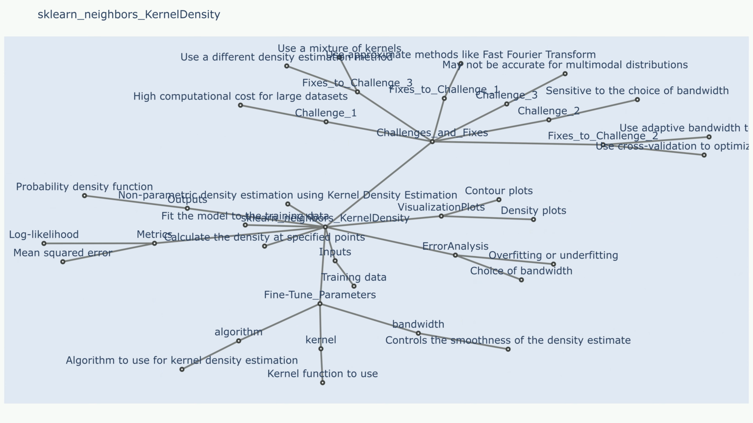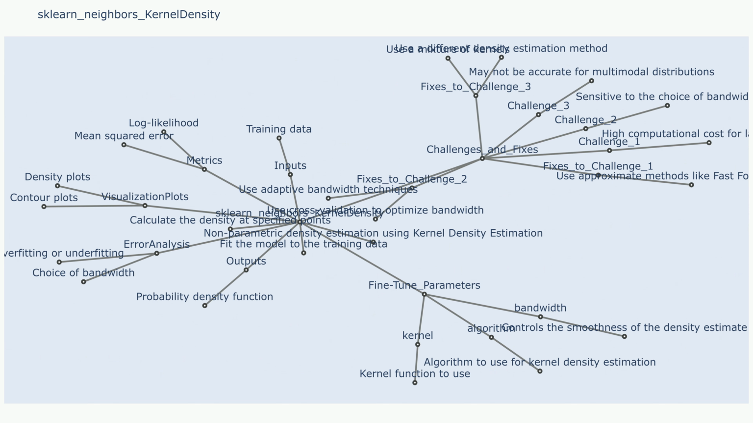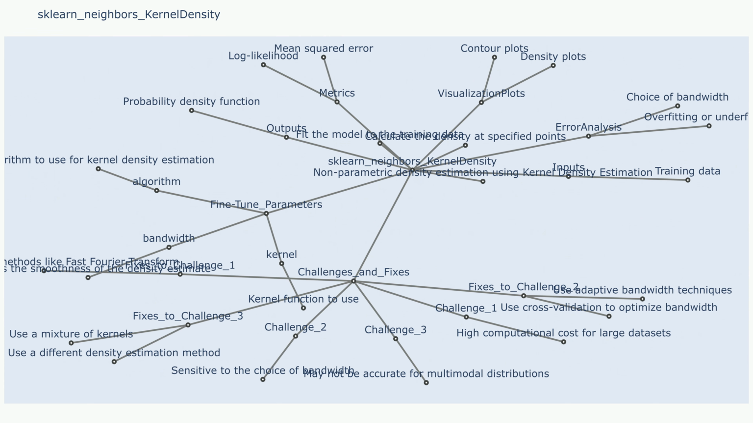Sample use case that resulted in challenge 2: fitting a kernel density estimator with a large number of features. This can result in a density estimate that is overly smooth and does not capture the true distribution of the data. Fixes to challenge 2: consider using dimension reduction techniques to reduce the dimensionality of the data before fitting the model. Experiment with different kernel functions to find one that is better suited to high-dimensional data.